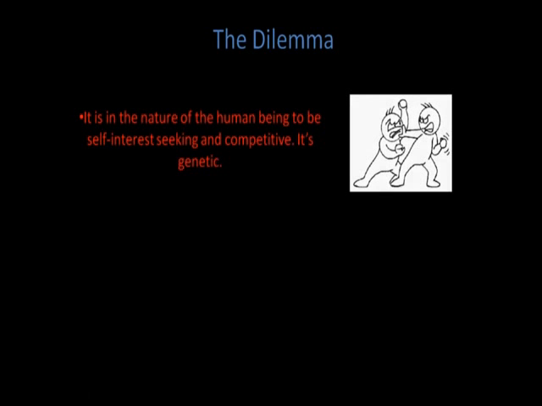This brings us to part 3. The dilemma. These are some of the questions that might be cropping up in your mind since you have watched the movie Zeitgeist Addendum, since you have seen the first 2 videos that we uploaded, and since you have seen certain things that we have shown in this video till now. So this is an attempt to answer some of those frequently asked questions, which may be the following. First one, it is in the nature of the human being to be self-interest seeking and competitive. It's genetic.